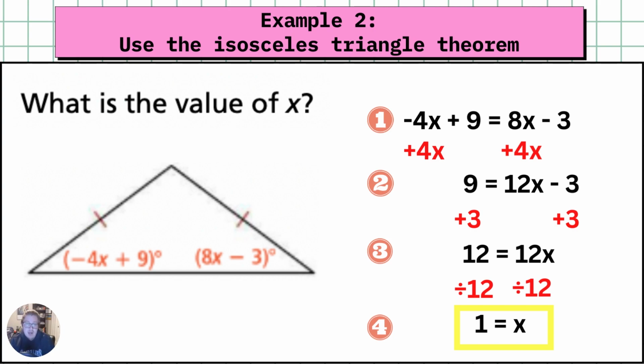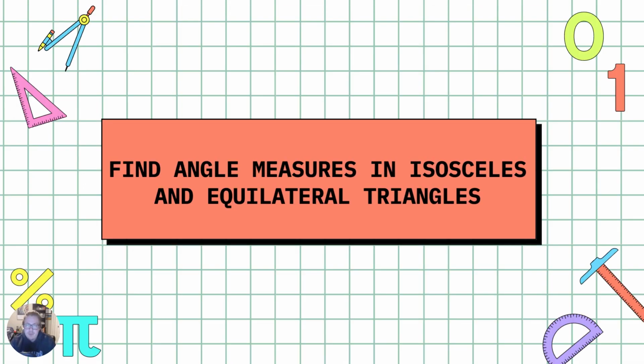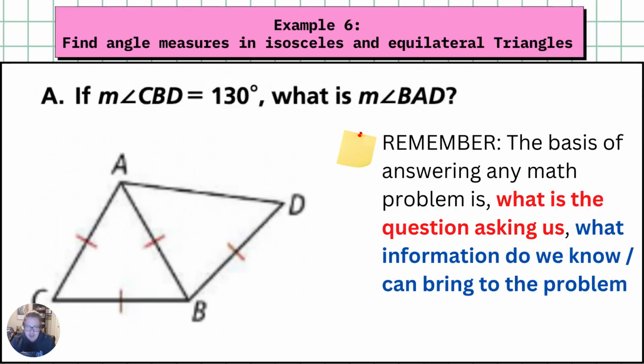Is it asking you for the value of x, or is it asking you to take that value of x and plug it back in to find the actual value, right? So you just got to be careful. Is it asking you for x? Is it asking you for the angle? Okay, always make sure. All right, so let's find angle measures in isosceles and equilateral triangles.